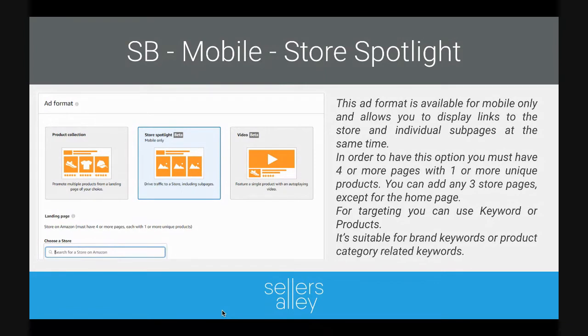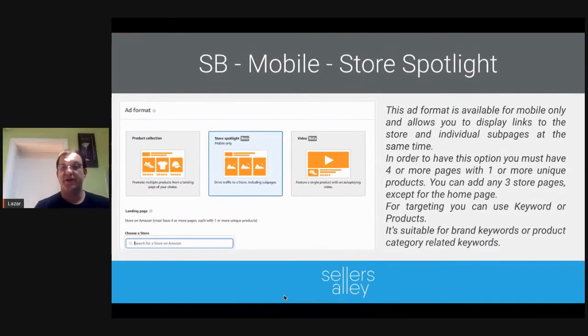As I mentioned, there are different things that you can use. One of the new things that is going on is Store Spotlight, and it's a mobile only thing. It's in beta version, so not everybody is having it at the moment, just like video beta stuff. So just wait a bit and you're going to be able to see some store spotlights. As the presentation says, you need to have 4 or more pages with 1 or more unique products to be able to get store spotlight. And basically, that's it, guys.